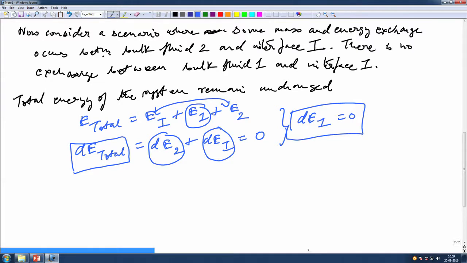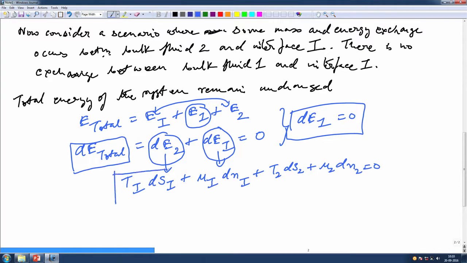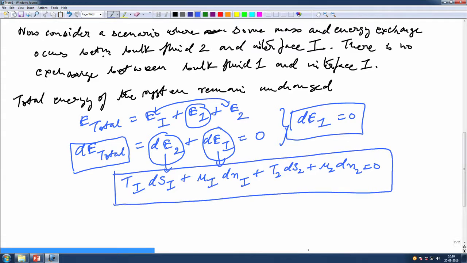Okay. Now, what this means is that if we substitute expressions for E for each of these E2 and EI, what it will give? TI dSI plus mu I dNI plus T2 dS2 plus mu 2 dN2. This is equal to 0. This part should be quite clear, right. What we have done is that basically we have substituted the same relationship, right. So, that is the expression that we get out of this.